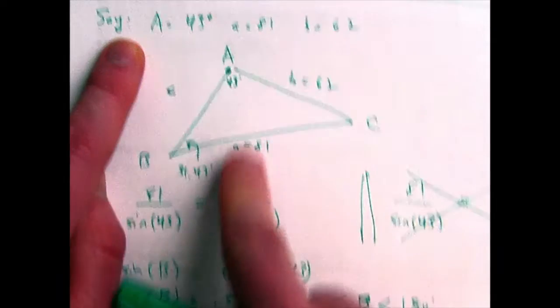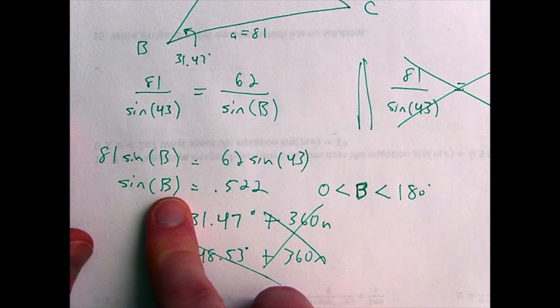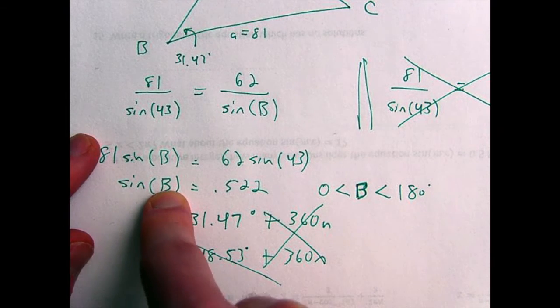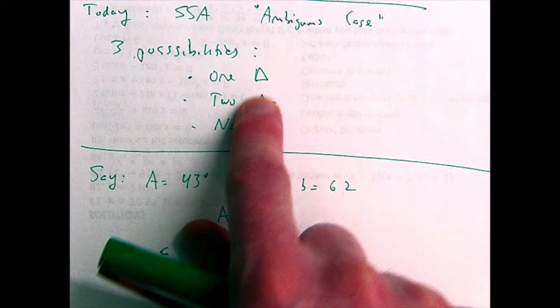Okay? So in summary, with SSA data, you're always going to use the law of sines, and you're going to have to solve this trig equation. Your unknown will be an angle. You'll get two base solutions, right? One with your calculator, the other by subtracting the first from 180.